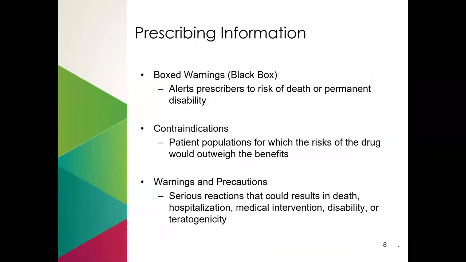And just a little more information, you guys probably know this, but black box warnings are if there's a serious risk of death or permanent disability in a certain population, or if a patient has a really bad reaction, just anything that's come up with that will get added as a black box. Contraindications are populations that shouldn't have it because the risks outweigh the benefits. And then warnings and precautions, those are the more serious adverse reactions that aren't quite black boxes or contraindications, but could cause serious reactions or teratogenicity.